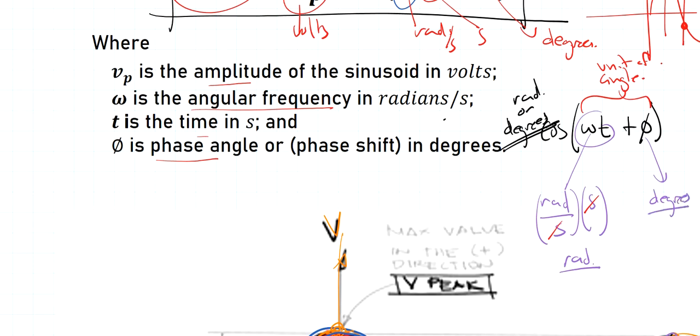So we must be consistent. If we want to be in radians, then we will convert these degrees into radians, or if we want to be in degrees, then we need to convert these radians to degrees. Okay, so why do we need to convert this one to degrees?